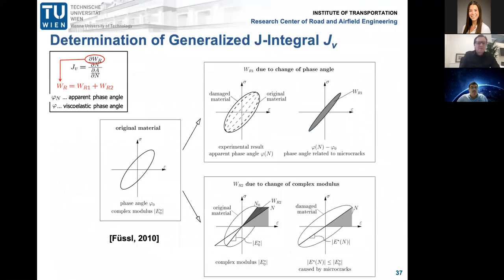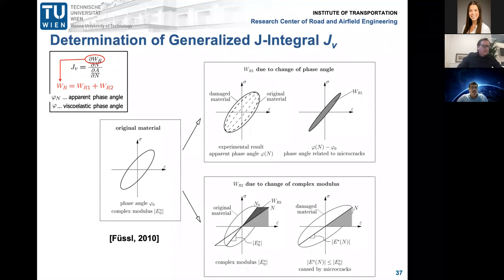And for the determination of this generalized J integral, we need to define the dissipated pseudostrain energy, W_R, written here again, wherefore strains are transformed into what we call equivalent pseudostrain, allowing us to eliminate the viscoelastic contribution to the dissipated energy. The dissipated pseudostrain energy is separated into, on the one hand, W_R1 due to the change of the phase angle, and on the second, W_R2 due to the change of the complex modulus. Therefore, the area of the stress pseudostrain energy, you see it here, in the hysteresis loop corresponds exclusively to the energy dissipation due to the damage.